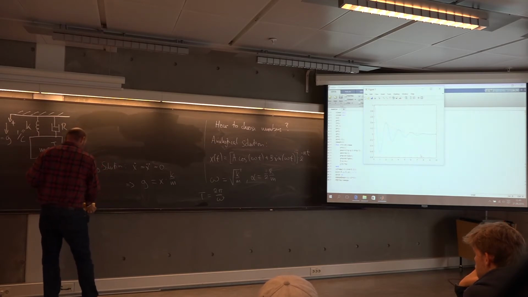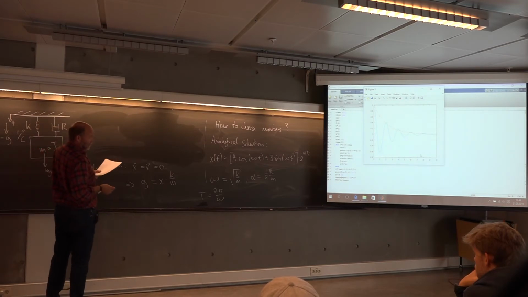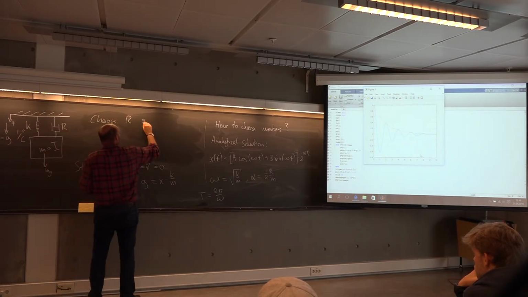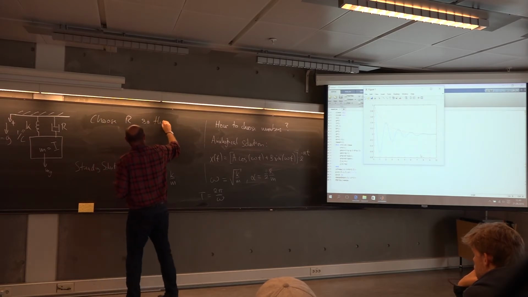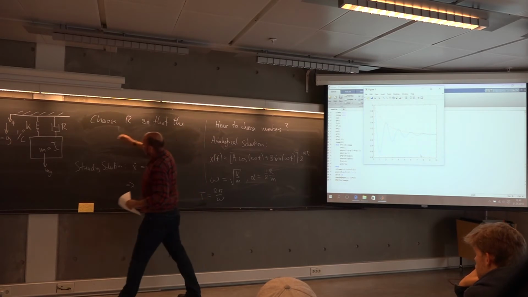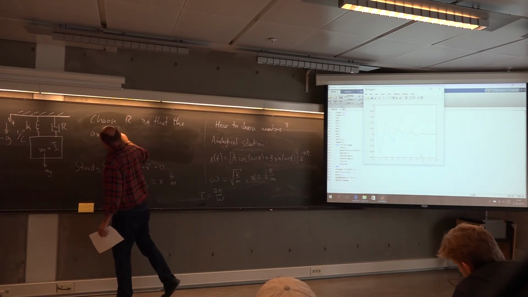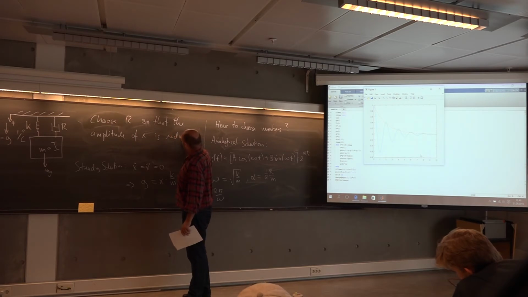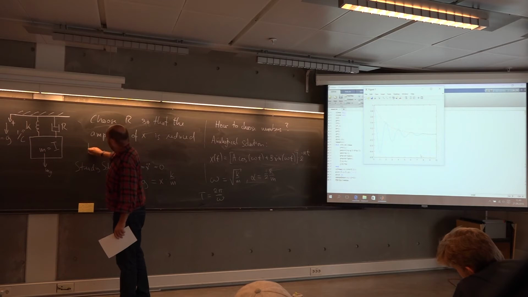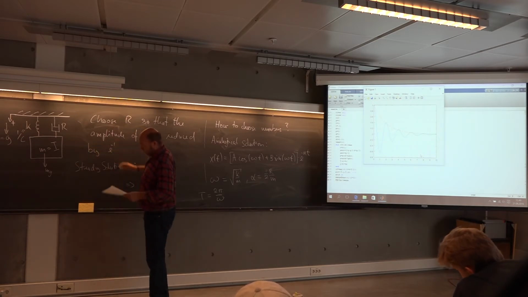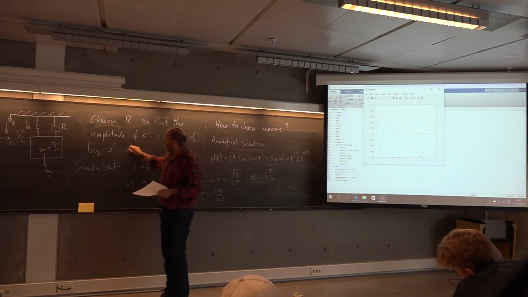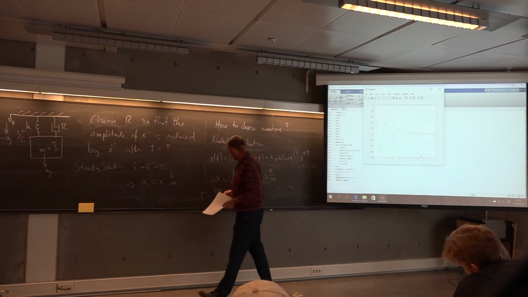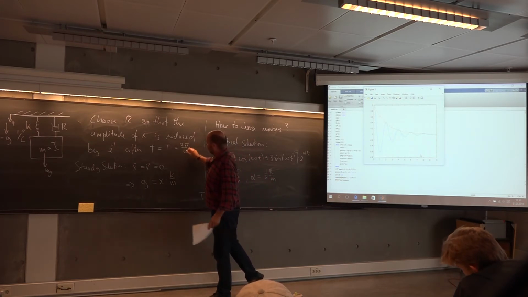How should we write that? Choose R so that the amplitude of the position x is reduced by 1 over e after the time t equals this time period, 2 pi over omega.